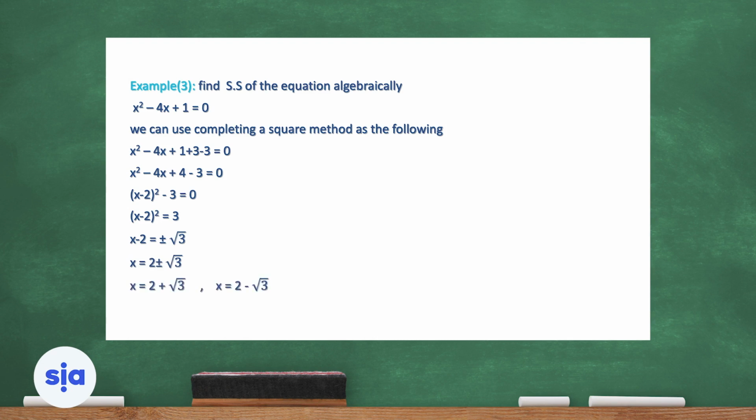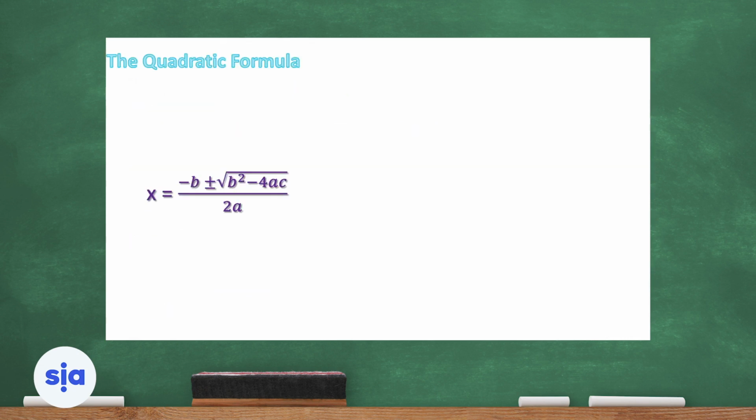So here we have two solutions. The first one, x equals 2 plus square root of 3, where the other one is x equals 2 minus square root of 3. So the solution set is 2 plus square root of 3 and 2 minus square root of 3. The other way, we call it the quadratic formula.